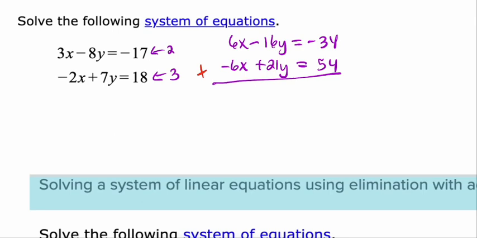Negative 16 plus 21 is positive 5y's. Negative 34 plus 54 is positive 20. Divide off the 5, and we have found our y. Now, elimination is not as nice for this final step.